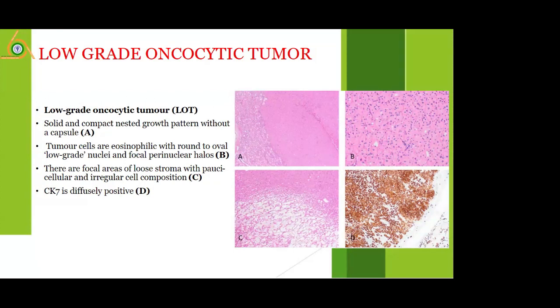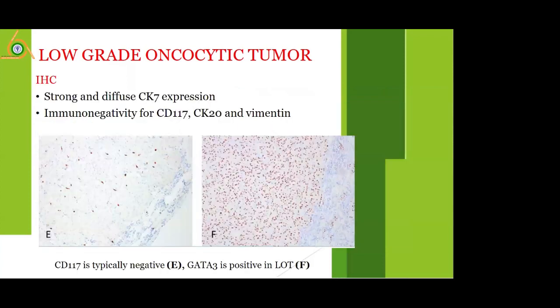So they have to be differentiated from your oncocytomas. Strong and diffuse CK7 expression and immunonegativity for CD117 and CK20, of course, are maintained. They have also been shown to show GATA3 positivity. So that's additional. Sometimes you are not sure whether you're dealing with an oncocytoma or LOT, and you have some not very characteristic IHC. GATA3 nowadays, recent literature says that many of these LOT tumors show GATA3 positivity.